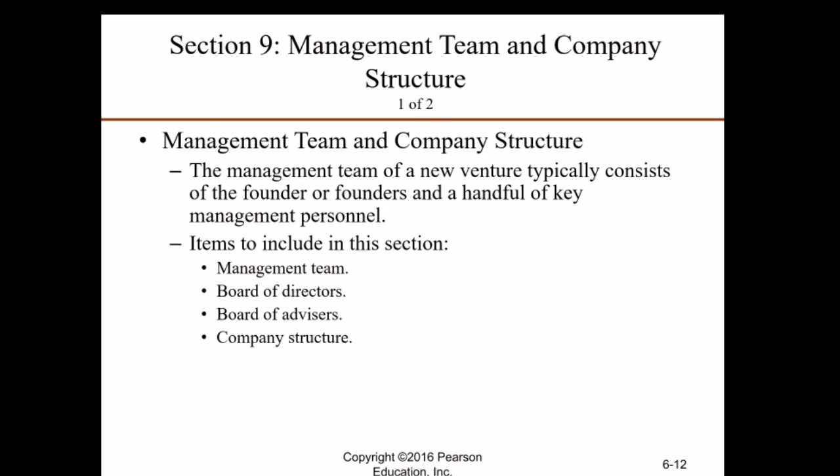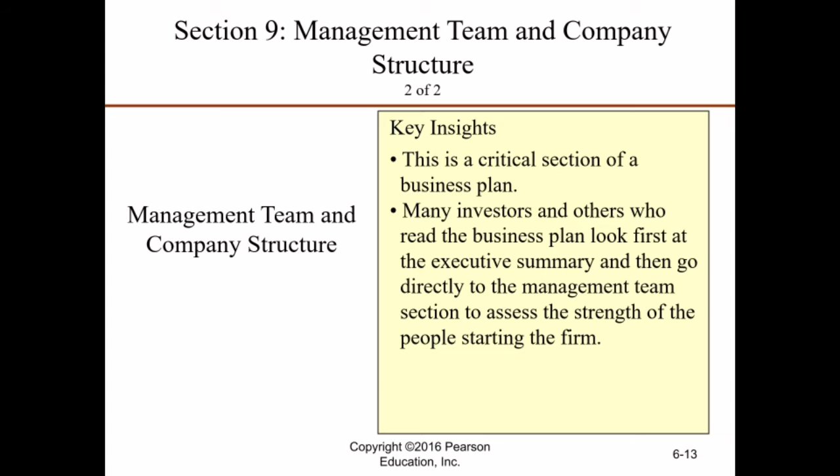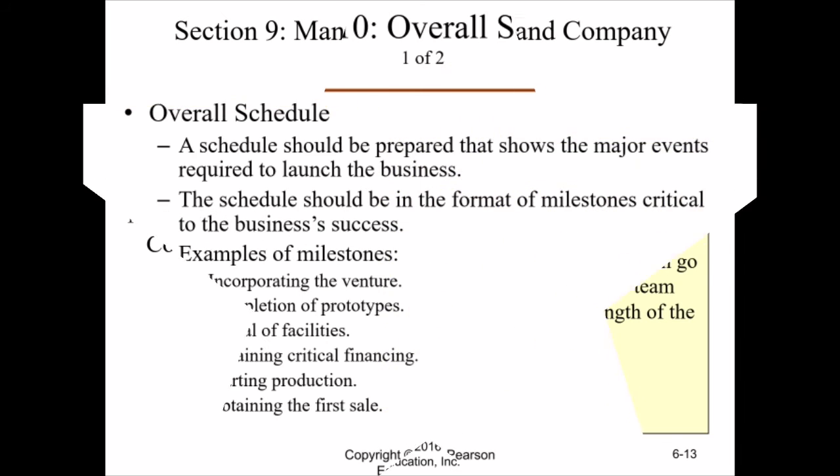Okay, next section is section 9, management team and company structure. The management team of a new venture typically consists of the founder and a handful of key management personnel. Here, the items are management team, board of directors, board of advisors, and company structure. The key here in management team is that this is a critical section of a business plan. Many investors and others who read the business plan look first at the executive summary and then go directly to the management team section to assess the strength of the people starting the firm.